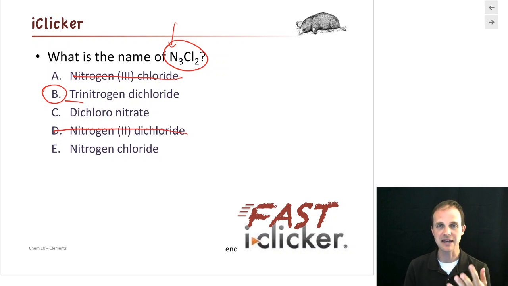Right, so that's how we make and name covalent compounds. Covalent means non-metal plus non-metal.